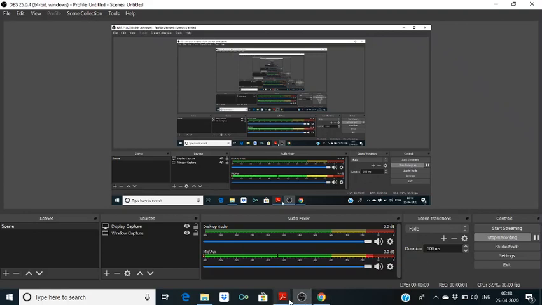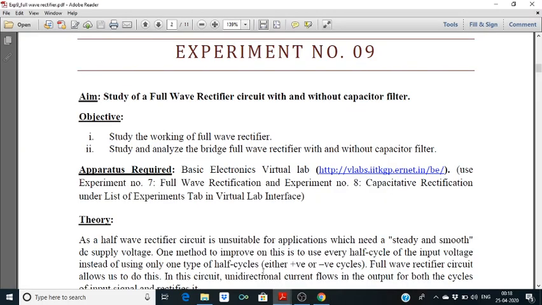Hello everyone. Today we will perform an experiment to study full wave rectifier circuit with and without capacitor filter. And we will be using basic electronics virtual lab to perform this experiment.